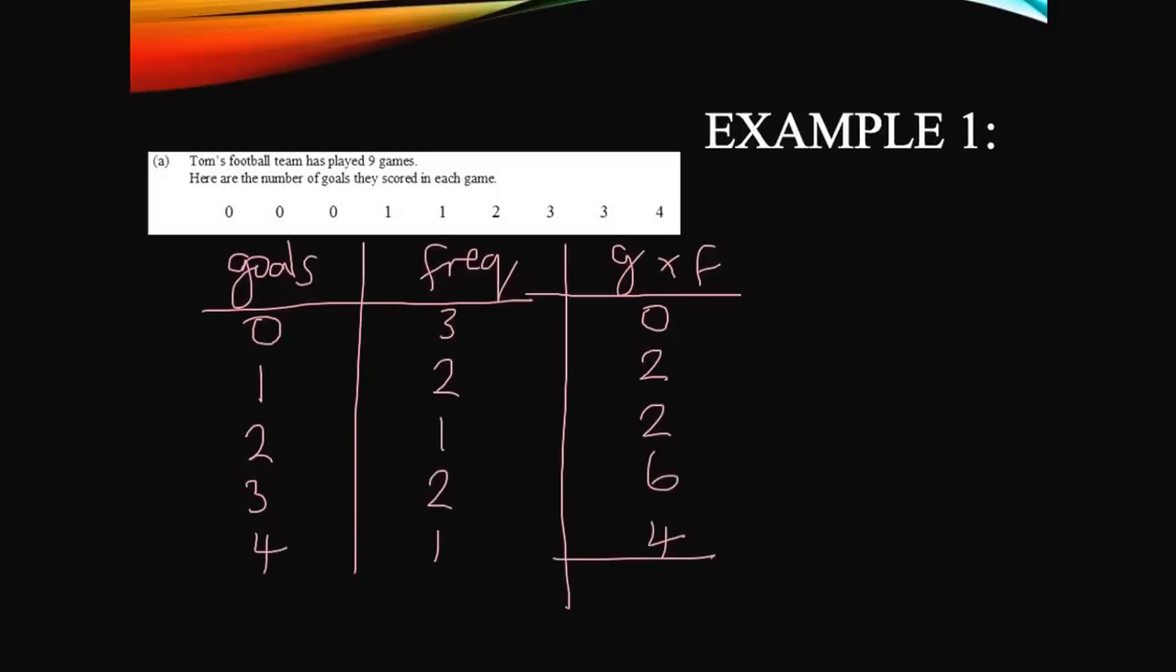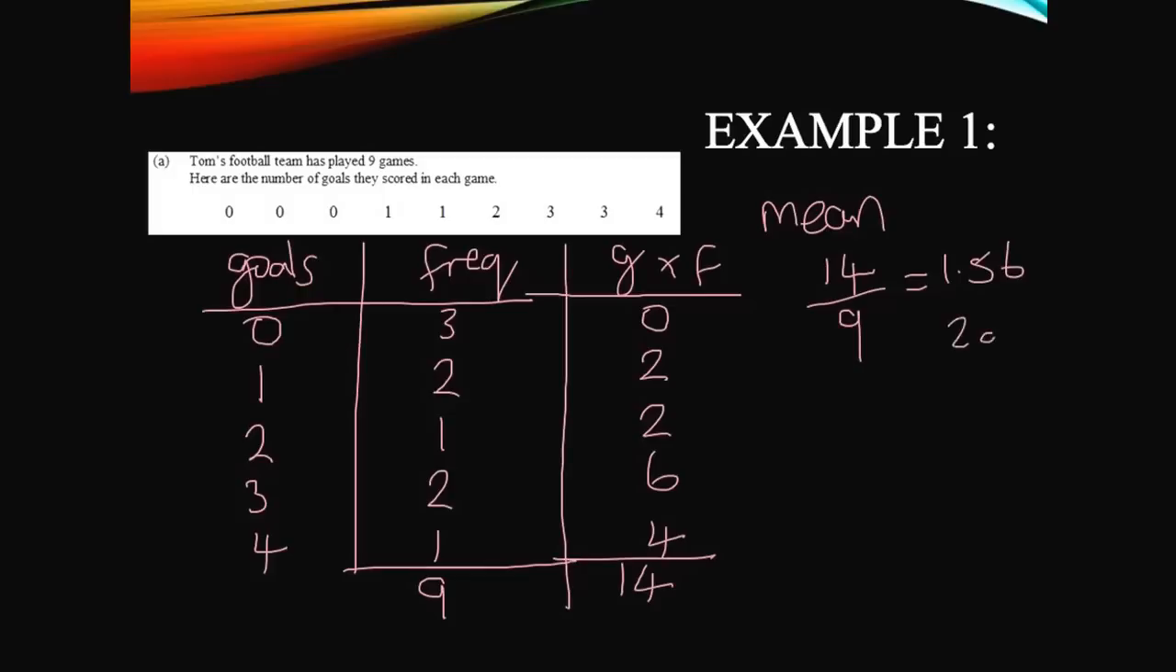I'm now going to add up this column. So what we're doing is adding up all the values. So 0 plus 2 plus 2 plus 6 plus 4 gives us 14. If you want to check that 14 is the same as adding up these numbers, do that now, and it will be. The frequency here will add up to 9, and again we were told that in the question. So we can now say that the mean is the same as 14 divided by 9, and we can do that on our calculator, which gives us 1.56 to 2 decimal places.